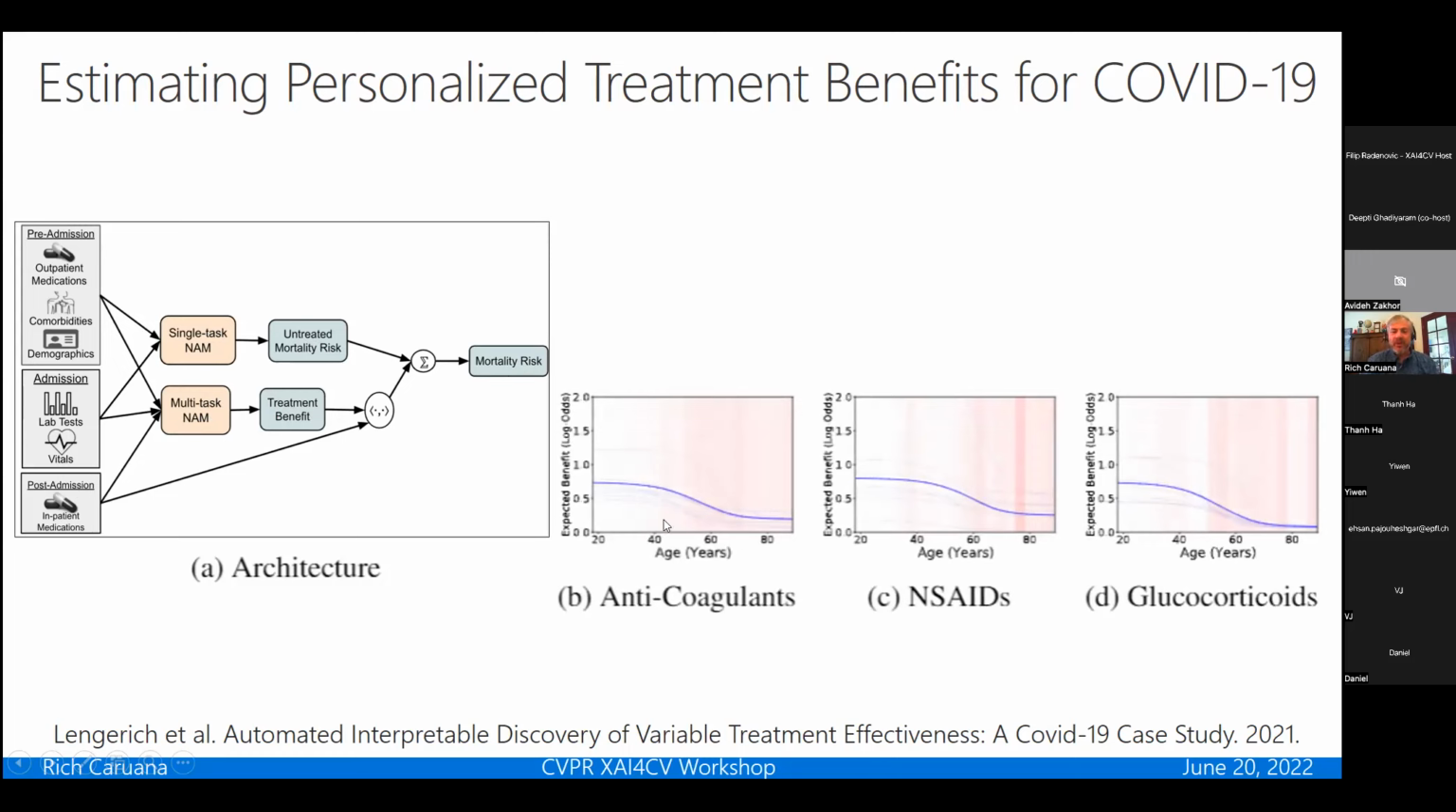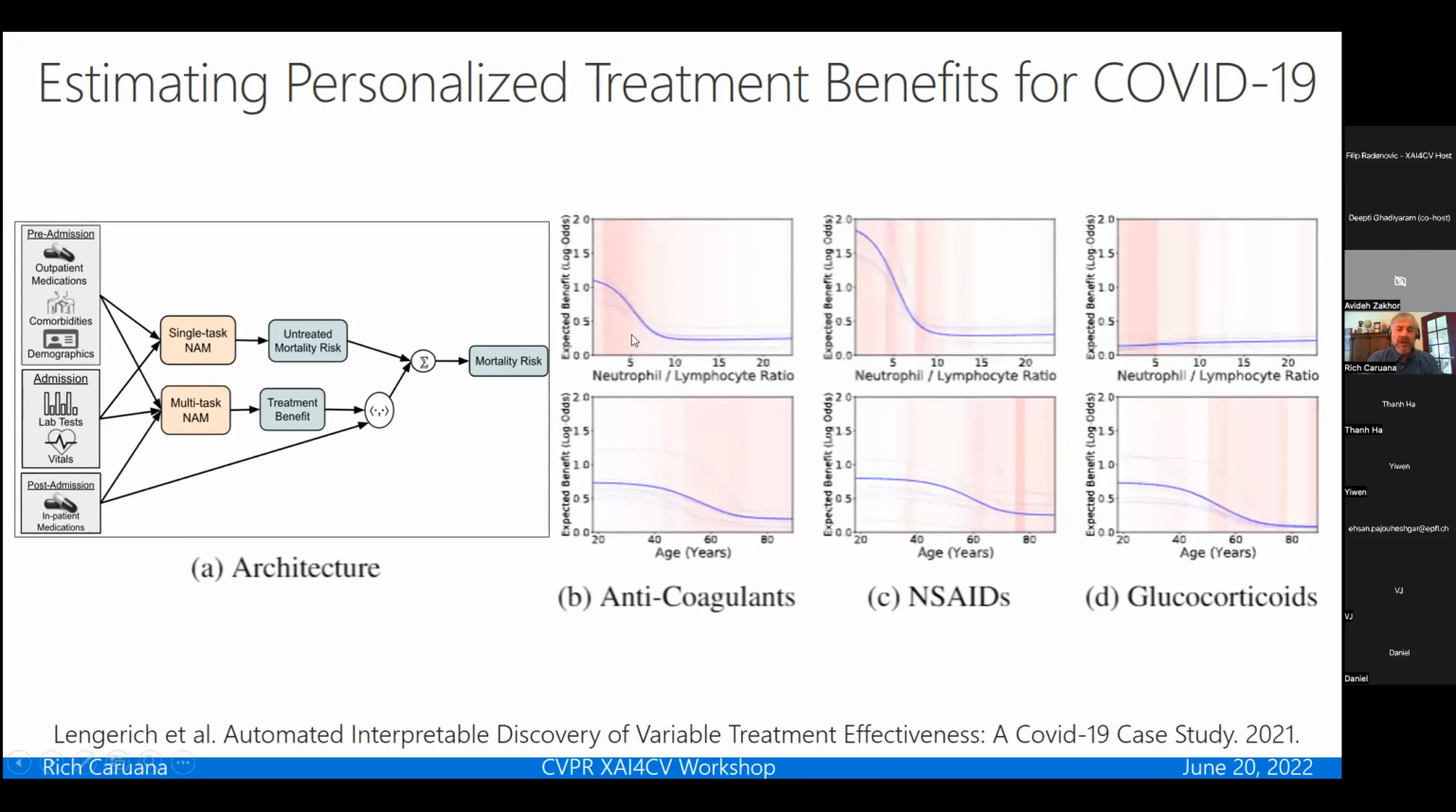Let me just briefly show you some results. So this is the benefit of a treatment as a function of your age in years. And the 3 treatments are anticoagulants, NSAIDs, and glucocorticoids. And by the way, this is COVID-19. We've been doing a lot of work on COVID. So you can see that as the patient gets older, their expected benefit from an anticoagulant, from an NSAID, which is like aspirin, or especially from glucocorticoids, decreases. That they're less likely to respond to these treatments, which is unfortunate. And it's why mortality risk is particularly high for elderly patients.